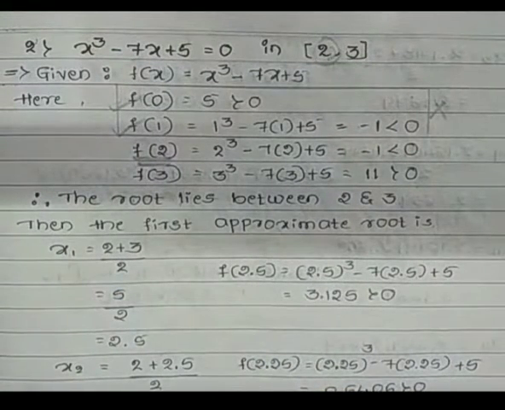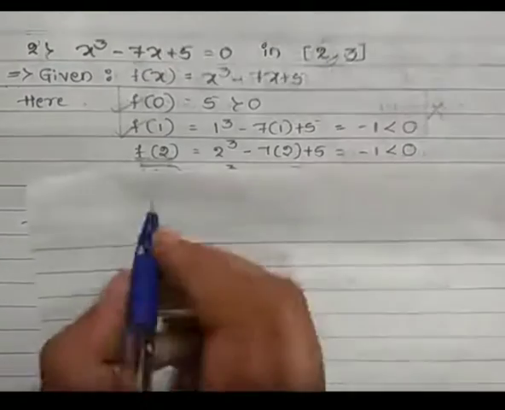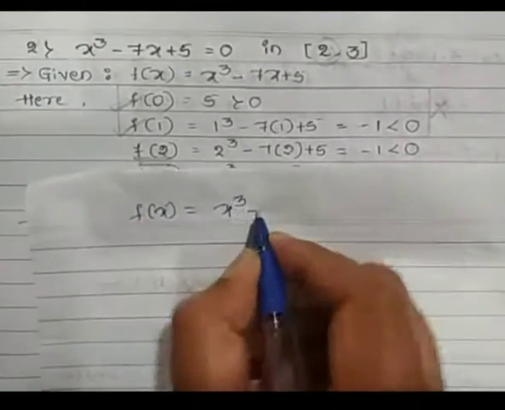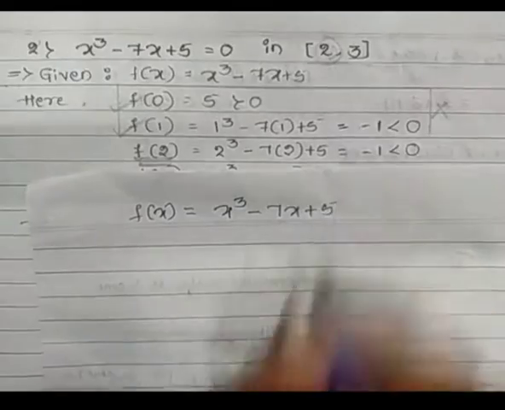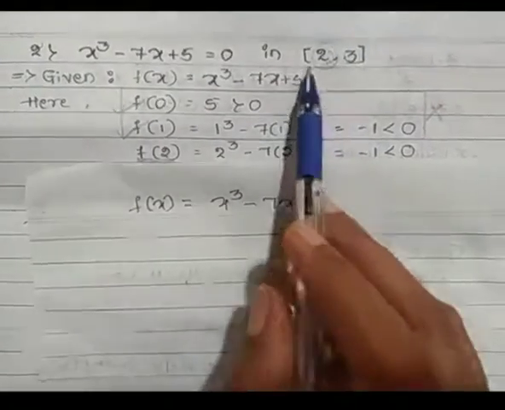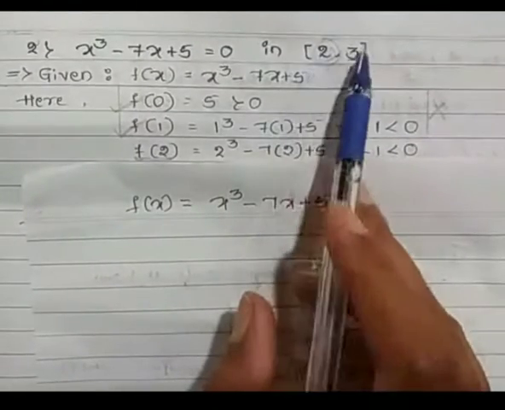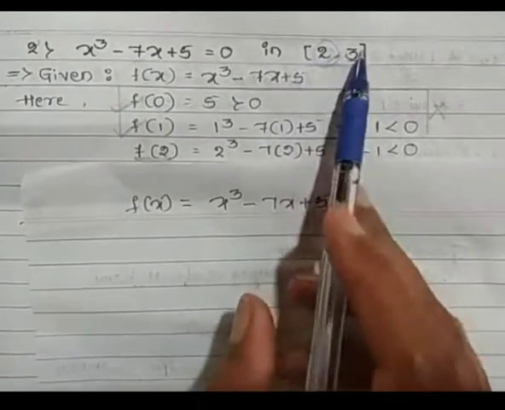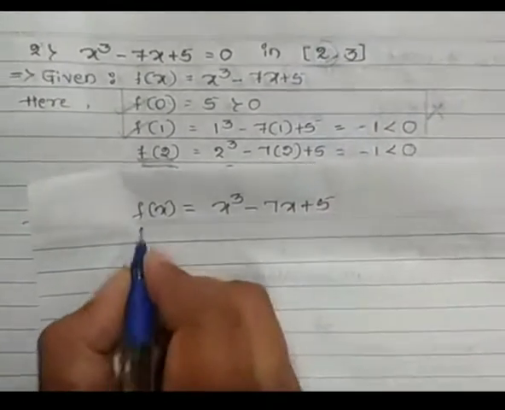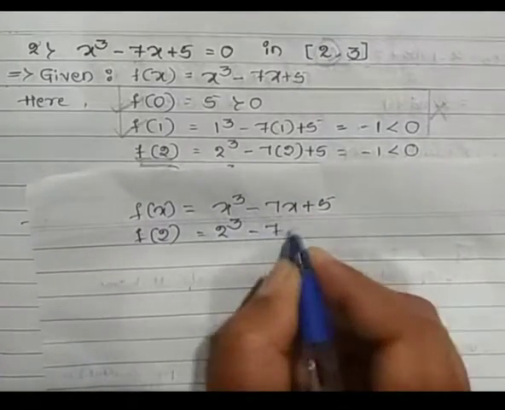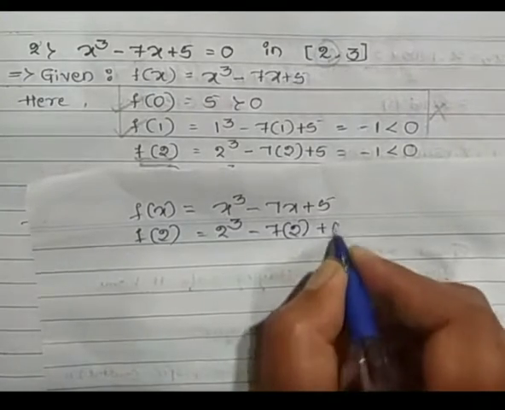Now how to calculate this f of 2? How will you calculate f of 2 now? The given function is f of x is equal to x cube minus 7x plus 5. Consider the given question as it is. As your interval is from 2 to 3, consider your a value as 2 and b value as 3. Now replace here x value as 2. So this is 2 raised to 3 minus 7 into 2 plus 5.